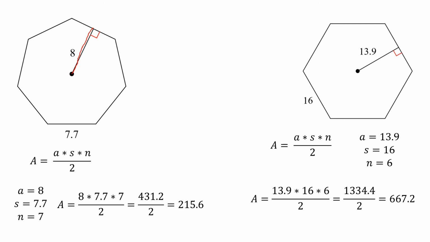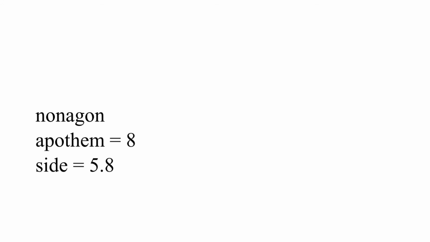Let's do one more example. You'll notice on this example I didn't give you the shape, I just gave you the name of the shape. So you have to know your names of shapes. If you forget, no worries, look it up online. If you forgot what a nonagon is, type nonagon into Google, and it'll probably tell you how many sides it has. So if you forget, don't let that stop you.